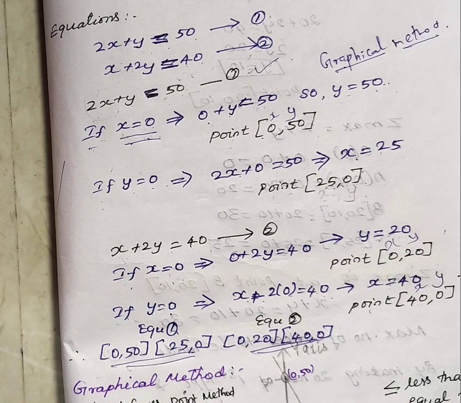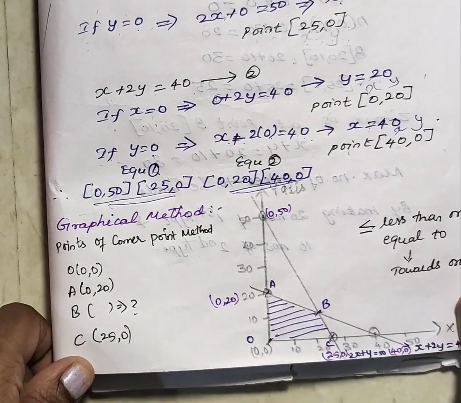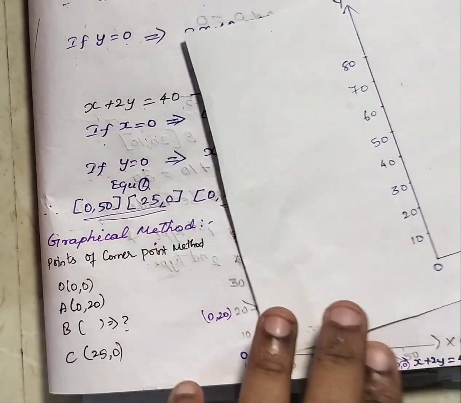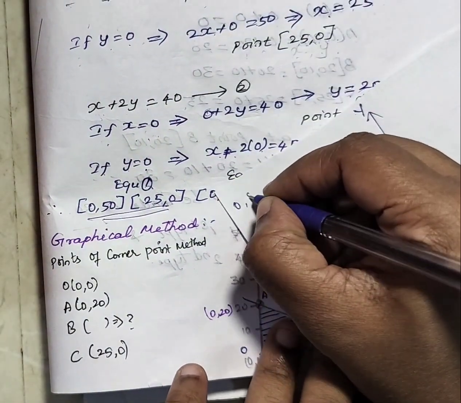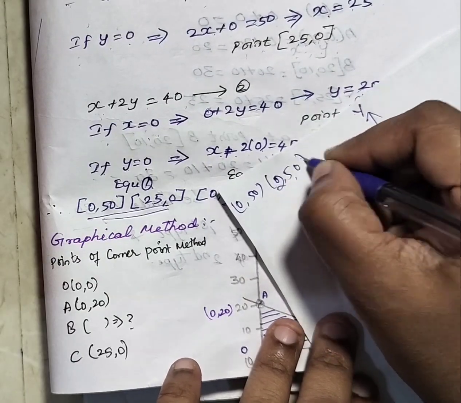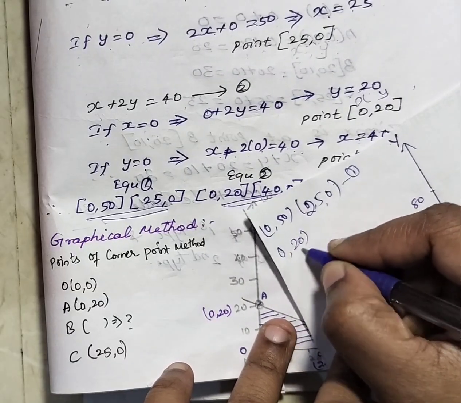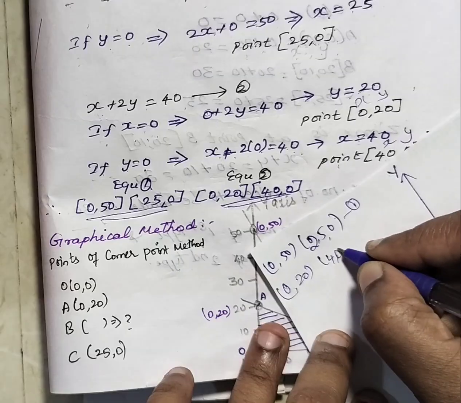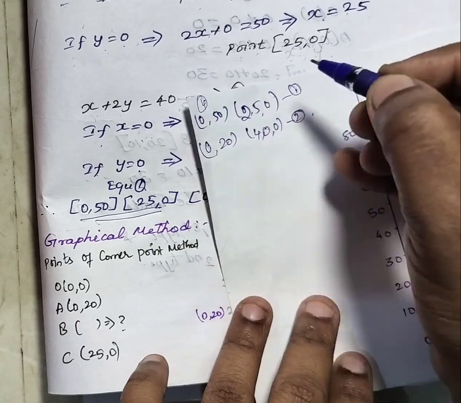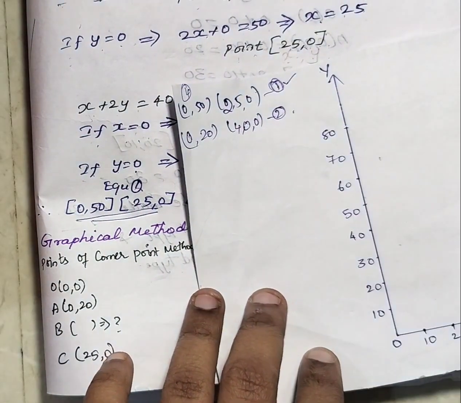Now we are going to plot these on the graph. I will explain the graph. Here we have 4 points, right? That is 0 comma 50 and 25 comma 0, which are from equation 1. From equation 2 we have 2 points, that is 0 comma 20 and 40 comma 0. So we have 4 points. First, we are going to match the first equation points.